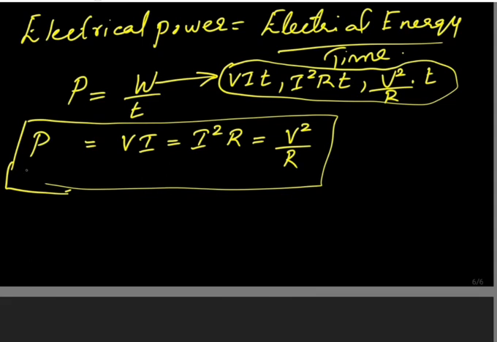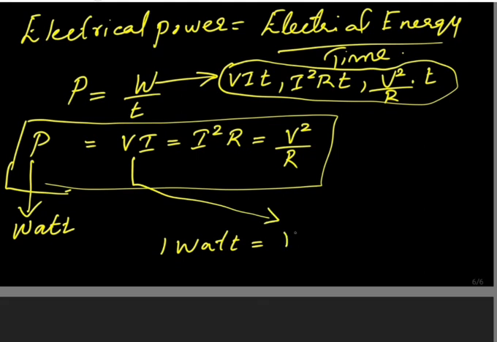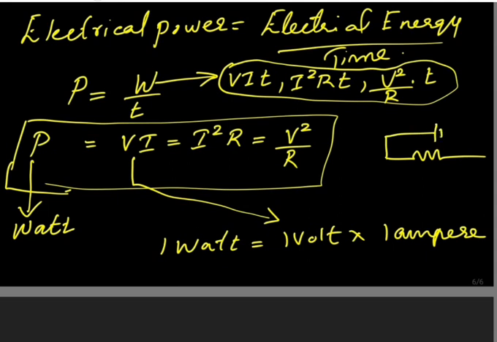Now, as we have learned in mechanics, the unit of power is watt. Okay, so if I am writing the definition of watt, I can write 1 watt is equal to, if I am using this equation, 1 volt multiplied with 1 ampere. That is, suppose I have a conductor, and if I am giving a 1 volt battery, and if a current of 1 ampere is flowing through that conductor, then the power developed there will be 1 watt.